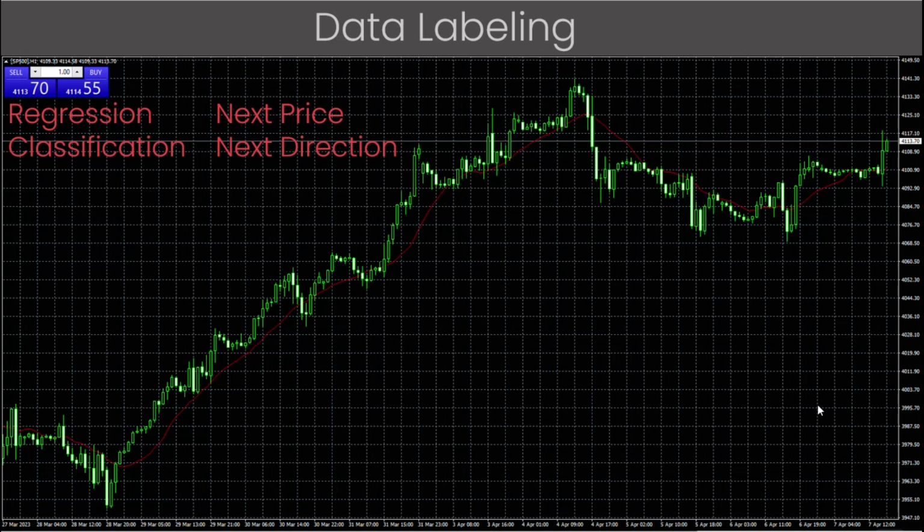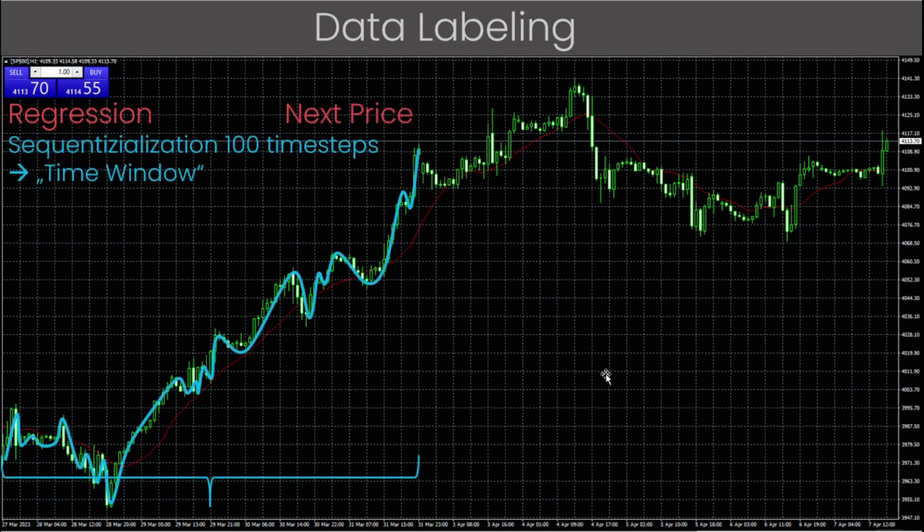Well, we could do a regression. That would mean we would like to predict the next price for the next hour or next 2 hours, whatever, depending on the horizon we want to use, as well as a classification. Classification means we want to find out what might be the next direction of the price, okay? Now let's dive deeper into what that means.